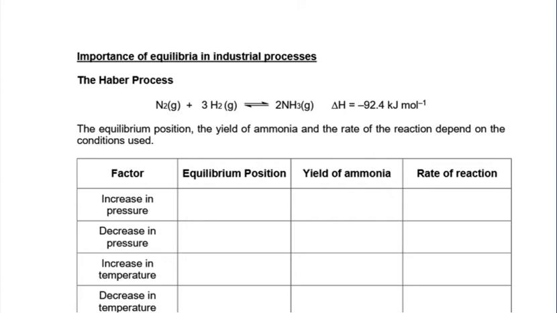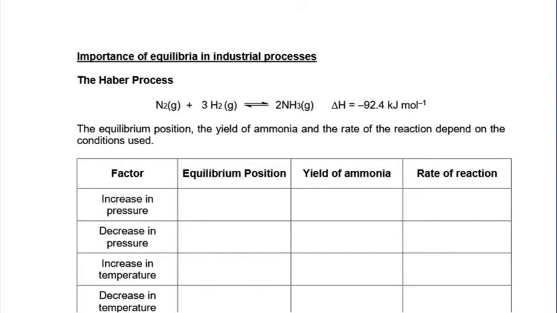Going to do is try to bring all that together and just put it into the context of an industrial process. So here we've got the Haber process for making ammonia, used in the production of lots of things, including fertilisers. Let's have a think about each thing.